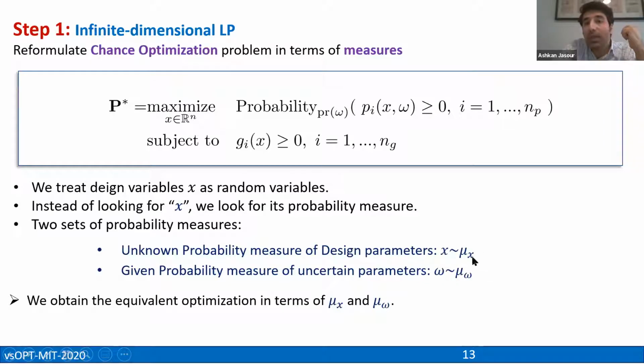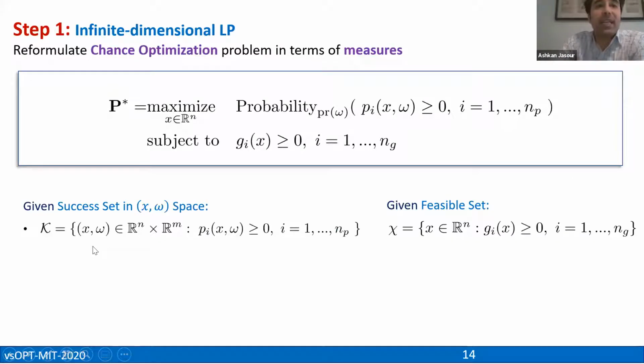So measure mu x is unknown. It is assigned to our design parameters, and measure mu omega is given. Now I am going to obtain the equivalent optimization in terms of measures mu x and mu omega. And for this, first I'm going to define two sets. First, set K, which is our success set defined in terms of the polynomials in x and omega. This set is in the space of x and omega. And next, the set chi, which is our feasible set of the chance optimization defined in the space of x.